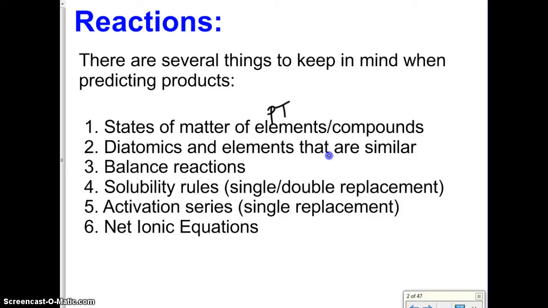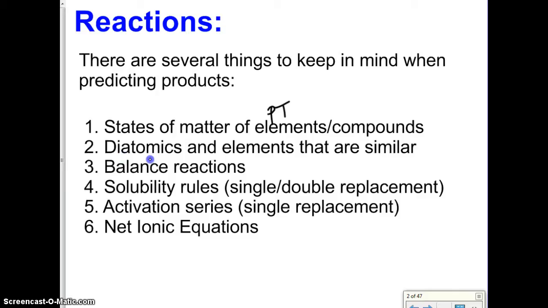In terms of compounds, remember, ionic compounds that are not dissolved in water are solid. Most covalents are either gaseous or liquid depending on their size. And then from there, you'll be told otherwise, whether it's dissolved in something or not. So if it's dissolved, remember, it is considered aqueous.